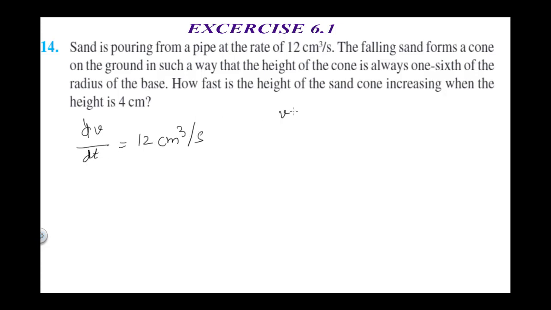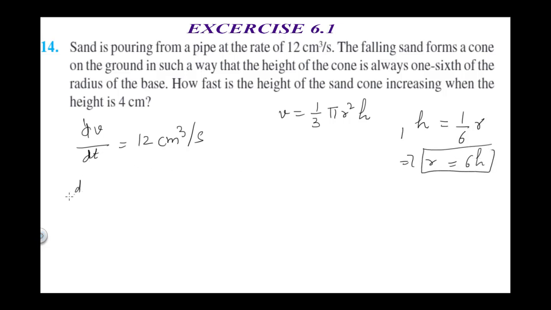Right. You know the formula for volume of a cone? 1 upon 3 pi r square h. The falling sand forms a cone on the ground in such a way that the height of the cone is always 1/6 of the radius of the base, or we can write r is equal to 6h. Correct.